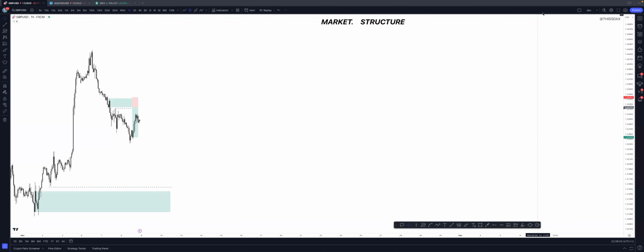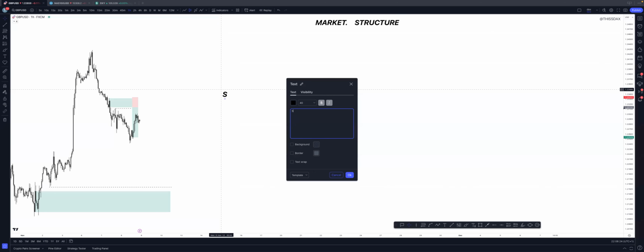All right. So today is about market structure. In the last call we discussed the basic market structure. I don't want to go back to that. Let's just move forward here. So the first thing you want to look out for is the swing structure. Okay, so we have three types of market structure.